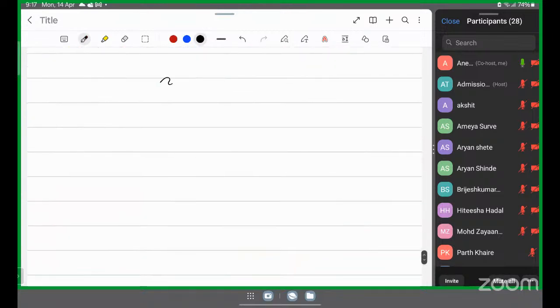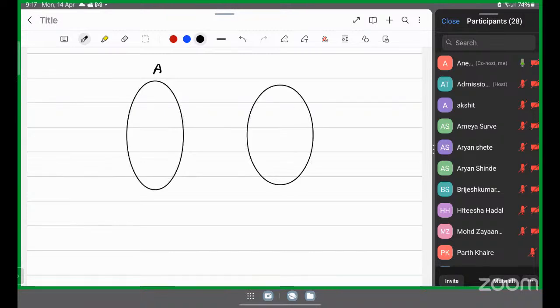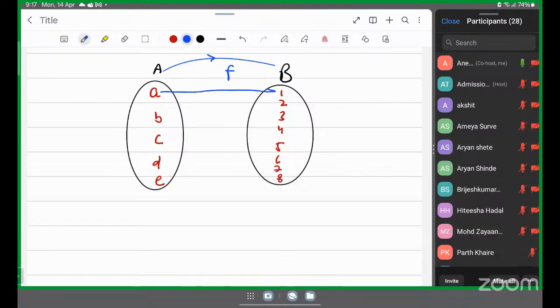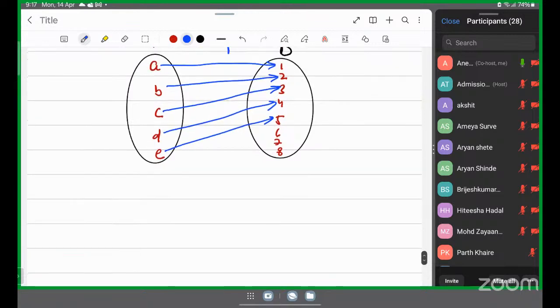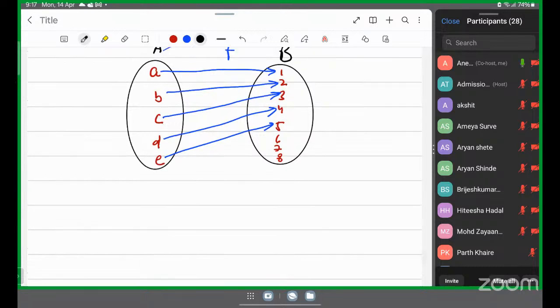If we plot it in an arrow diagram, it will be like this. This is set A, this is set B. The function is defined from set A to set B. Let's say here we have elements a, b, c, d, e. Here we have elements 1, 2, 3, 4, 5, 6, 7, 8, 9, 10. And now a is related with 1, b is related with 2, c is with 3, d is with 4, e is with 5. You cannot leave any element without image. We have to make image of every element in domain set A.